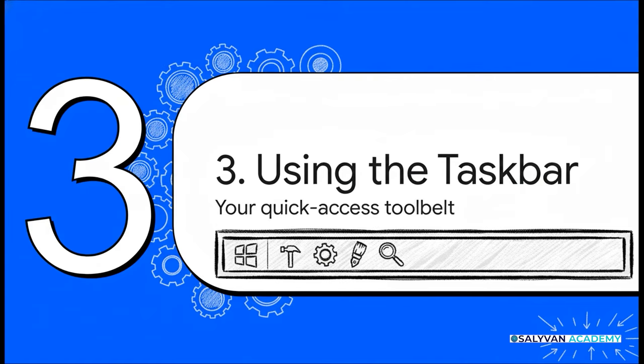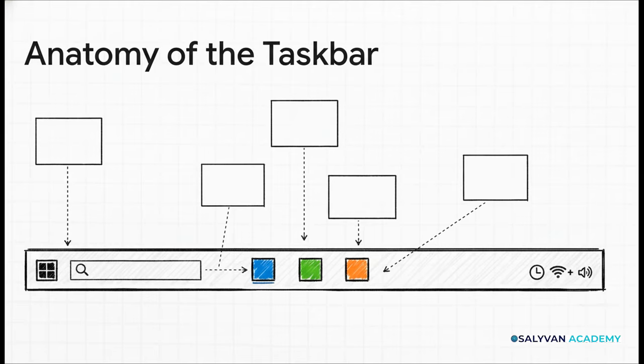Okay, next up is that long bar that's probably sitting at the bottom of your screen. This is the Taskbar, and you can think of it as your quick access tool belt, holding all the tools you use most often. Let's break it down, going from left to right. On the far left, you've got the Start button. Right next to it is the search bar. That middle section is for your favorite apps, and you see that little underline? That just means the app is currently open. And finally, the area on the far right is your notification area. That's where you'll see the time, your Wi-Fi status, volume, and other system messages.